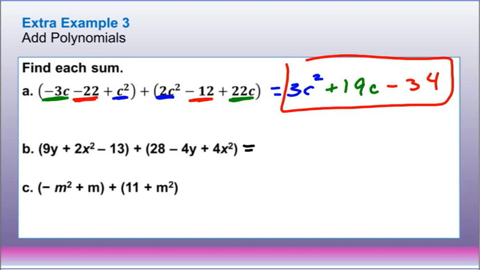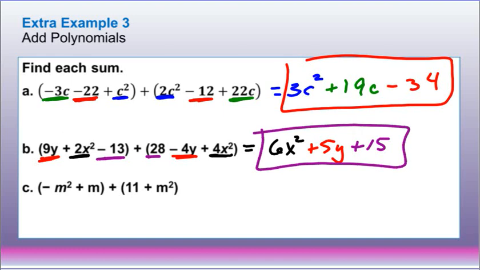This next one, x squared would be my biggest degree, so I have 2x squared plus 4x squared gives me 6x squared. 9y plus a negative 4y is a positive 5y. And our last one, negative 13 plus 28, 28 minus 13 would give us a positive 15. And here I have a negative 1m squared plus 1m squared. They cancel each other off, and I'm left with m plus 11.